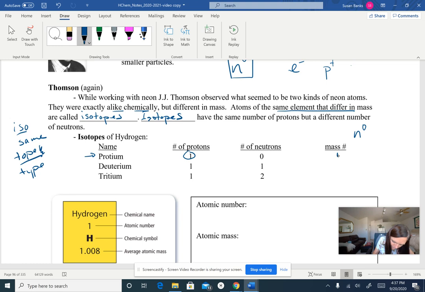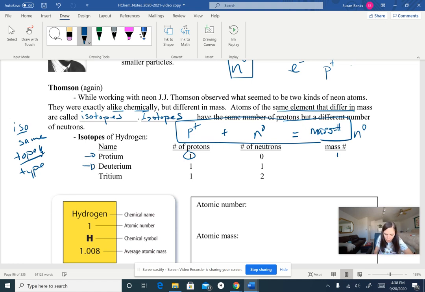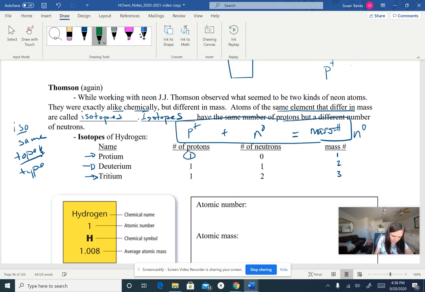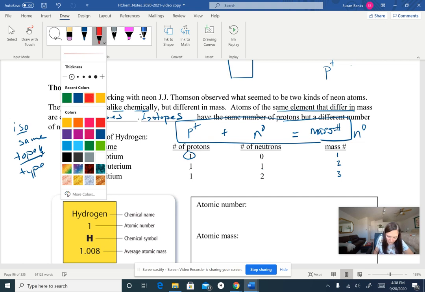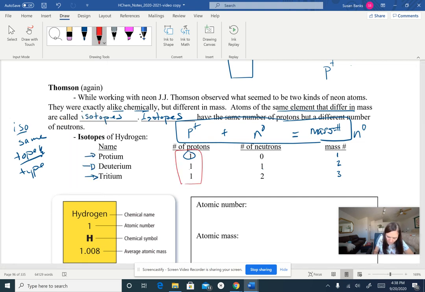Notice our mass number is our number of protons plus our number of neutrons. Protons plus neutrons equals our mass number. Okay? Deuterium, do means 2, right? 1 proton, 1 neutron, so we have a mass of 2. Tritium, tri means 3. 1 proton, 2 neutrons with a mass of 3. Notice, and this is a huge point here, that our number of protons is always 1.